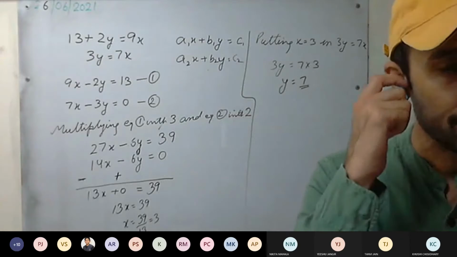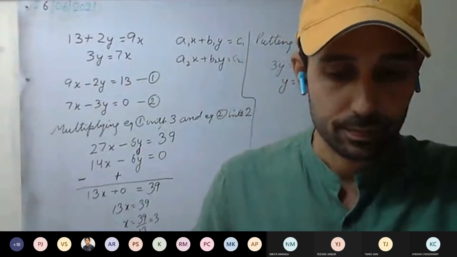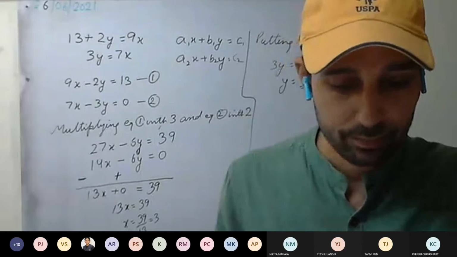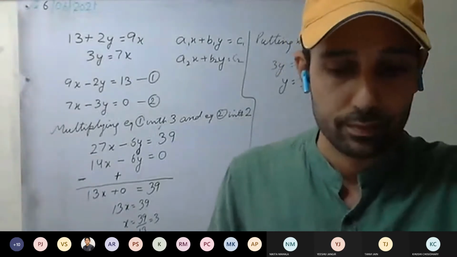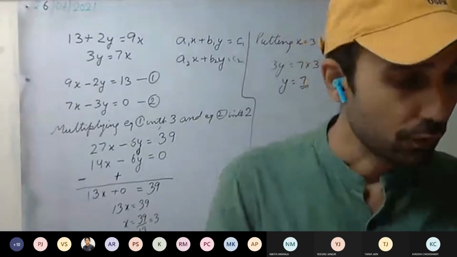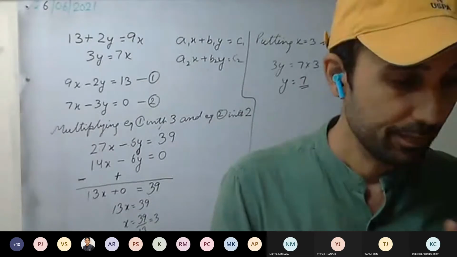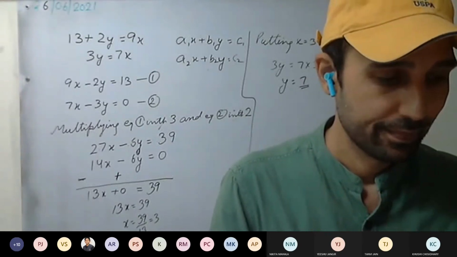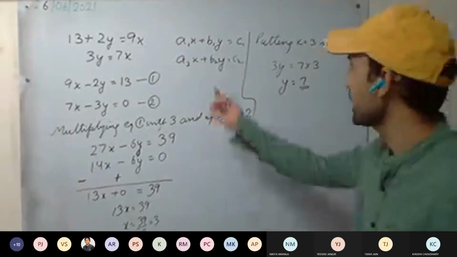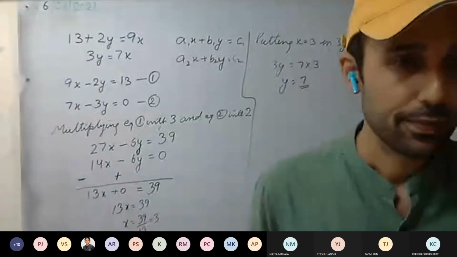Have you understood? Anyone have a doubt in this question? If no, then try the second one. The first equation is fine. In the second equation, what you have to do is remove the denominator first and bring it into this form. Do it. After 2 minutes, I'll start.